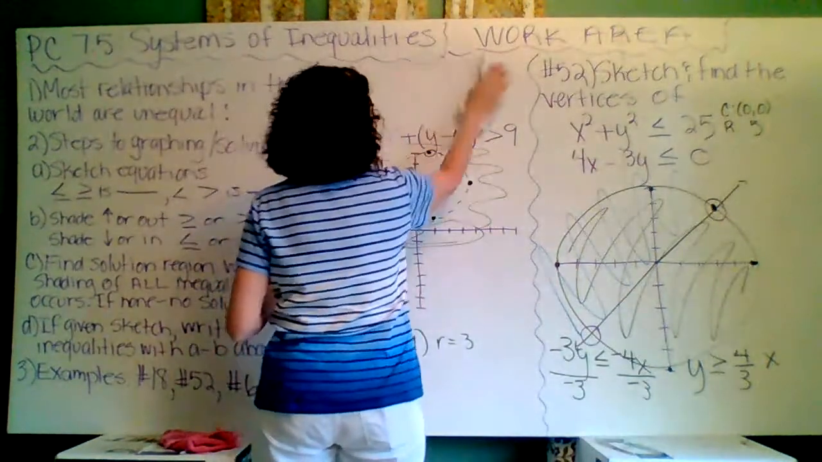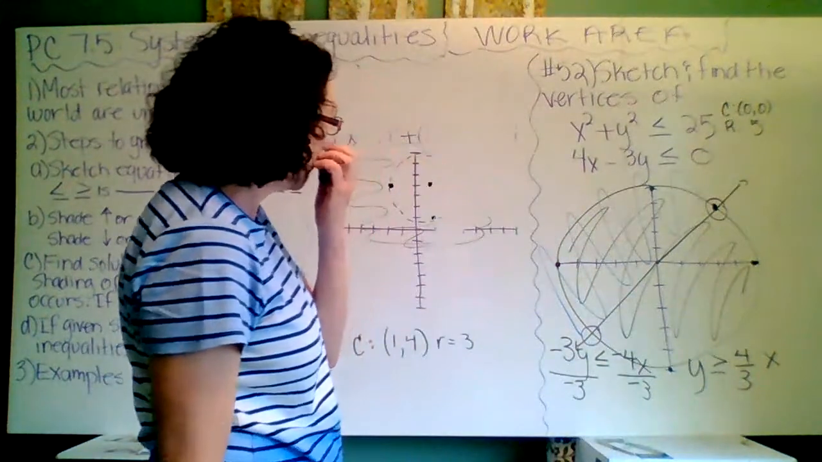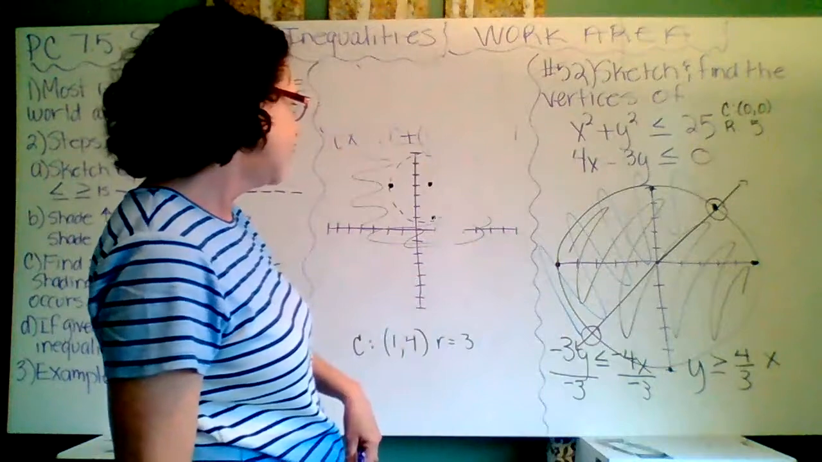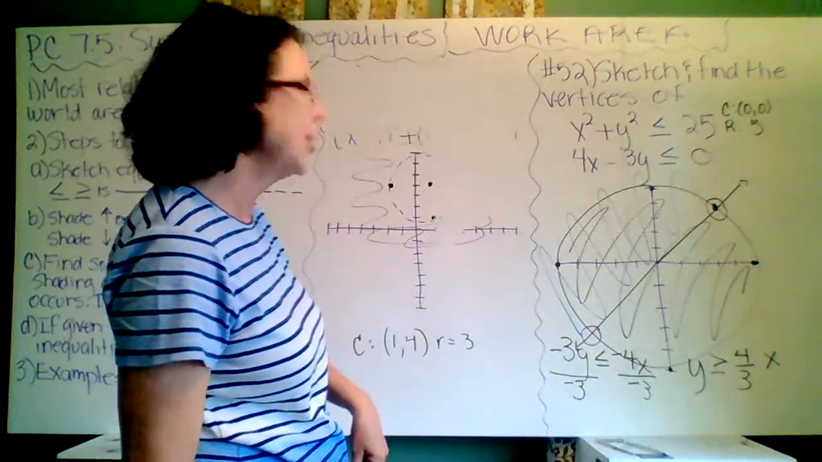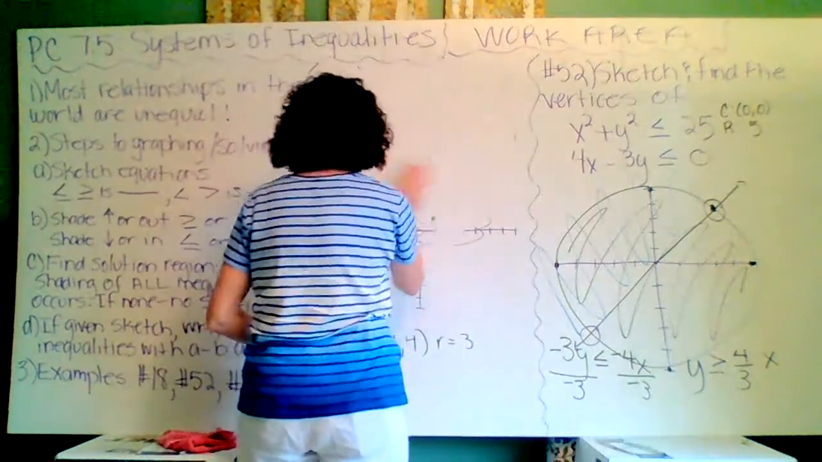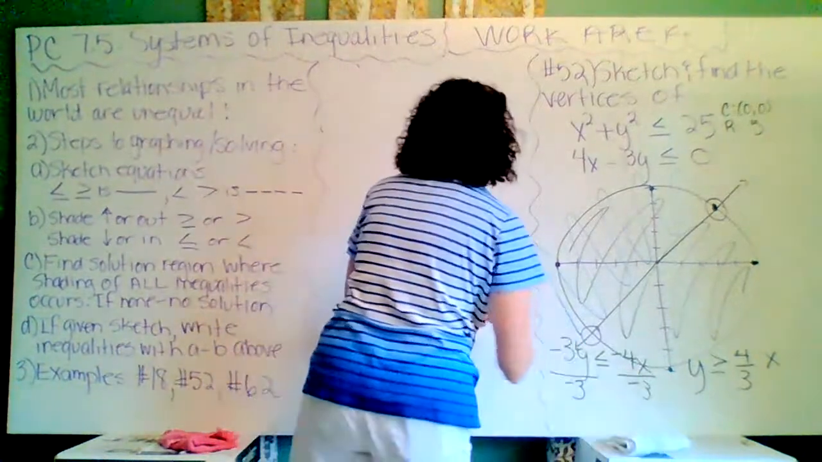It does look to me like it is actually the point 3, 4, and negative 3, negative 4. It's hard to tell with my drawing, which is why we use algebra. But we can take a pretty good guess at it. But let's go ahead and solve.